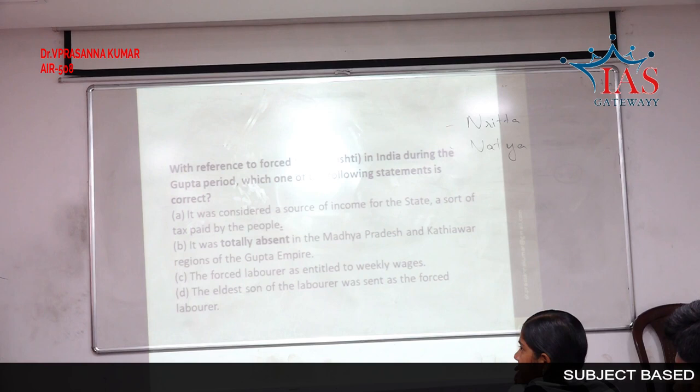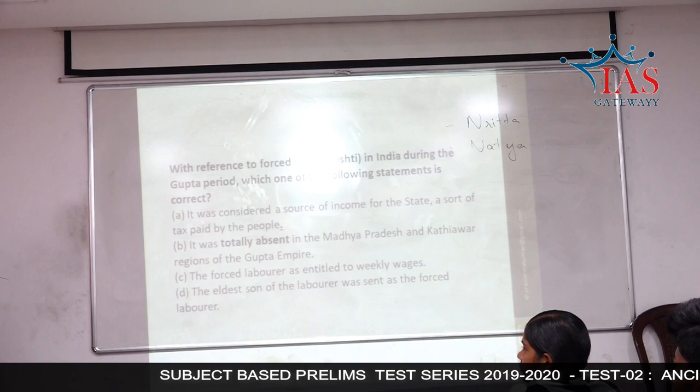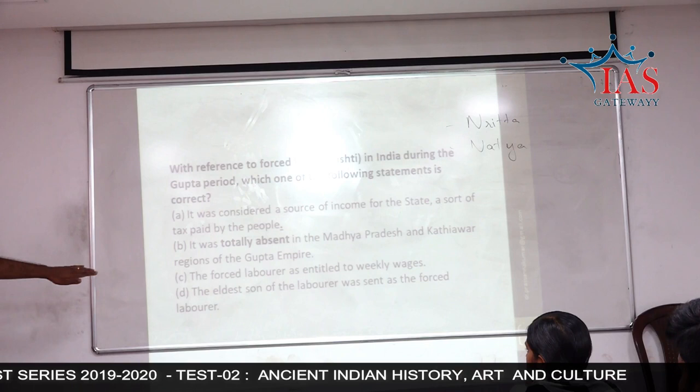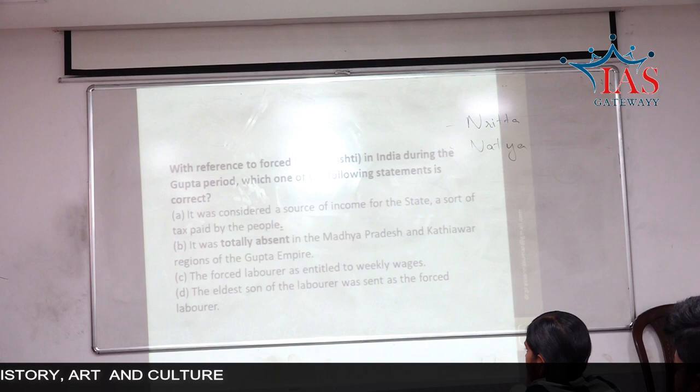And moreover the economy was also failing during Gupta. Post Gupta, it revived again. So all these things can be seen, but that is for your Mains, you could have done it in your class notes. But here, C statement you can focus on. The forced labor was entitled to weekly wages. Will this be correct or false?